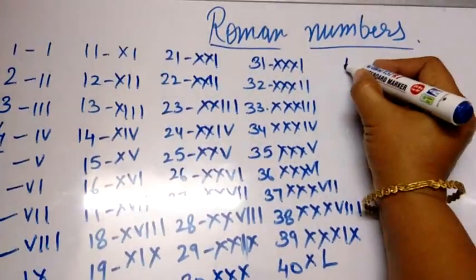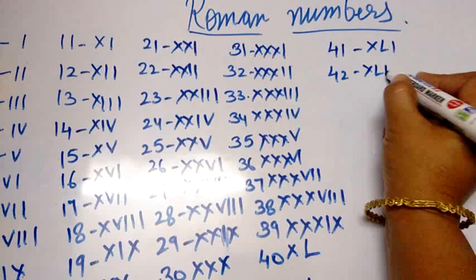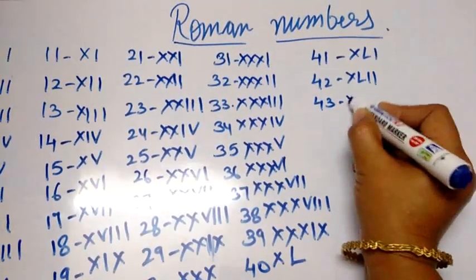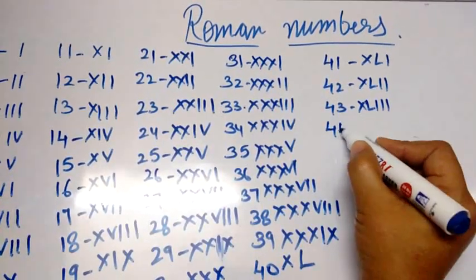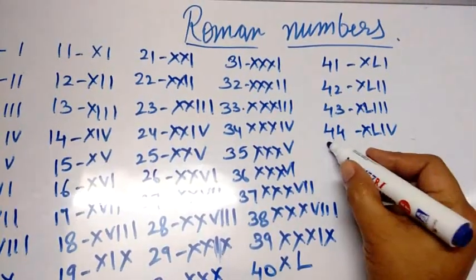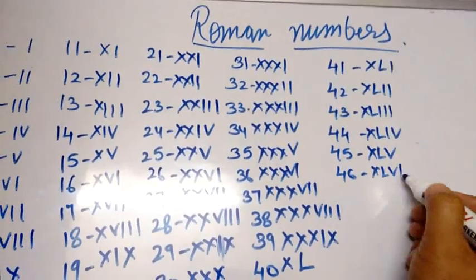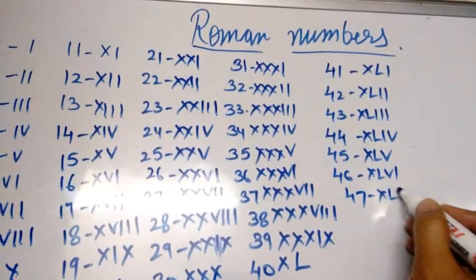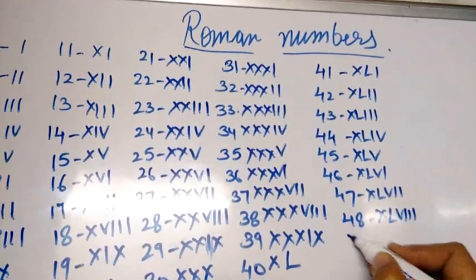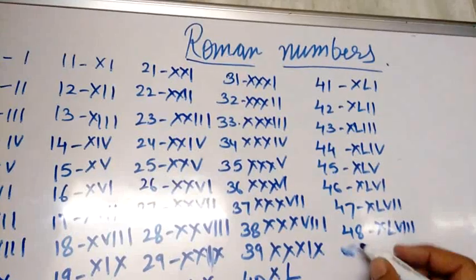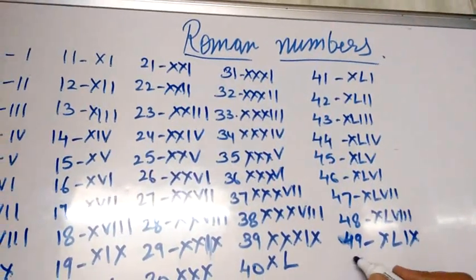Now let's start writing 41. It will be XL and 1. 42, XL and 2. 43, XL and 3. 44, XL and 4. 45, XL and 5. 46, XL and 6. 47, XL and 7. 48, XL and 8. 49, XL and 9.